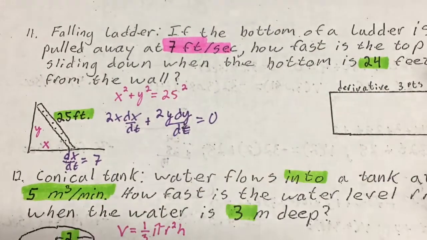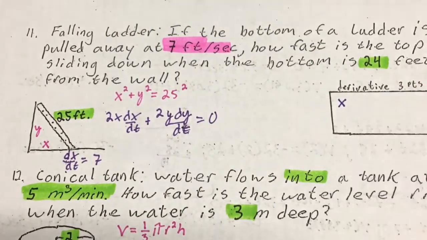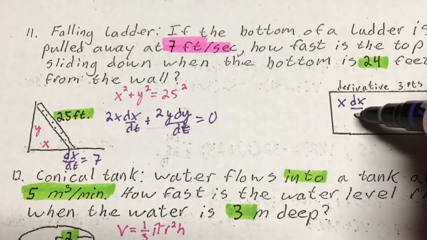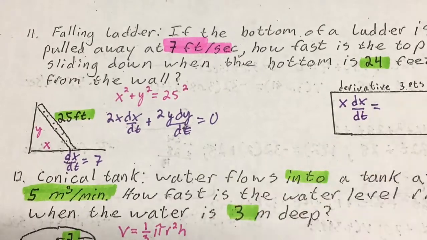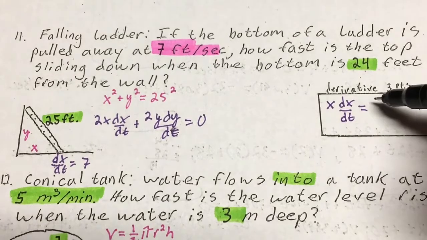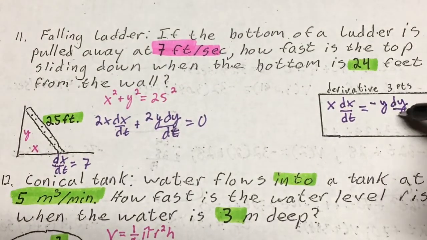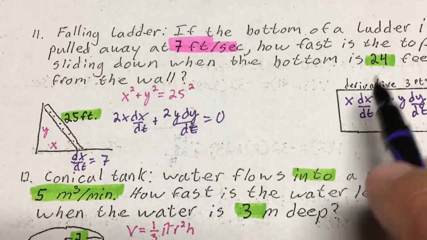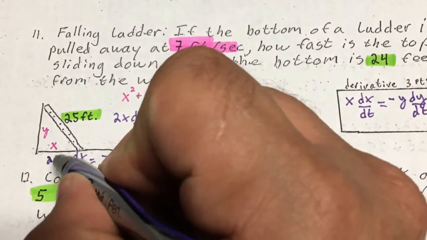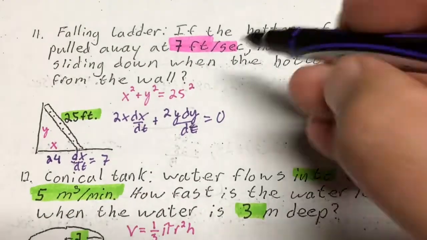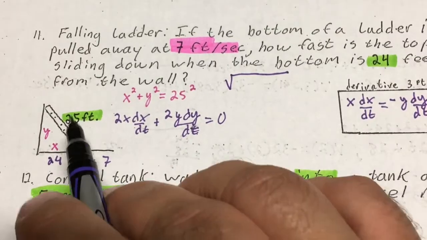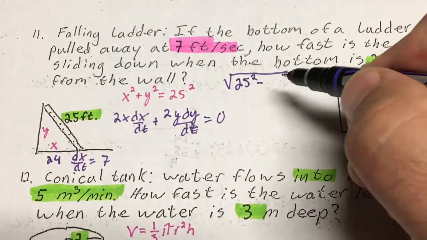So the 2's will simplify, and my derivative will be x dx/dt equals, now I'd subtract that from both sides, so that would give me equals negative y dy/dt. When the bottom is 24 feet, now I'm going to use the Pythagorean theorem to find out what the y value equals. So Pythagorean theorem, I'm going to plug in the 24 and the 25. It would give me the hypotenuse squared minus the leg squared, 24.